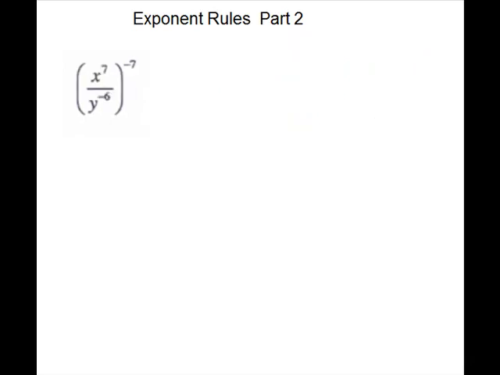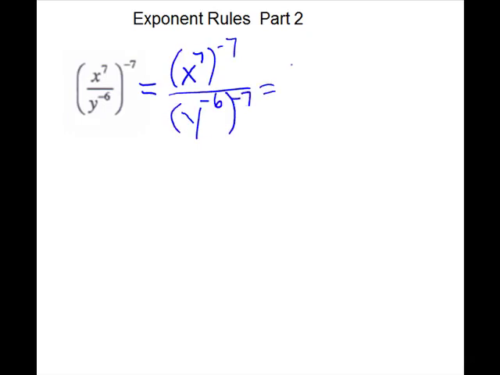This problem has 2 or 3 different ways that you could go. You could clean up inside, move your y to the negative 6 to the numerator, and then apply your product to a power. You could invert inside. The exponents would stay exactly like they are, and the outside would become positive. Or you could go ahead and just do a power to a power here. So this outside power would go with the numerator and the denominator. So have x to the 7th to the negative 7, and y to the negative 6 to the negative 7. Power to a power, keep the base and multiply.